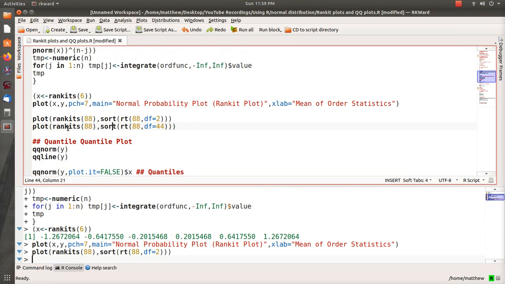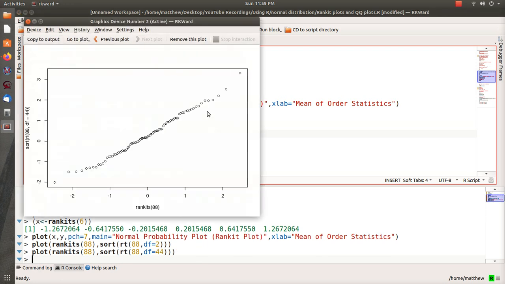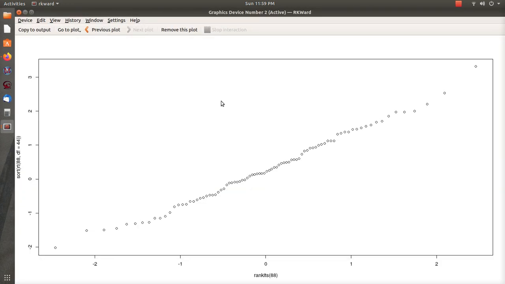Now let's plot the rankits versus a t-distribution with 44 degrees of freedom. Now 44 starts becoming more and more standard normal like, and so let's look at that. And so here, notice that it is sort of straight line-ish, and even these are pretty good. And so I'd still consider that it's pretty close to a standard normal, using the Rankit plot.